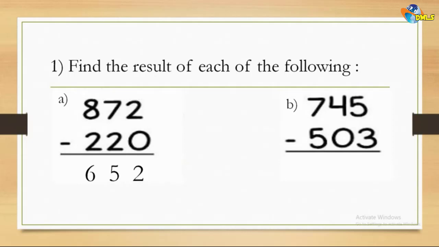Time's up. I think all of you got the correct answer. Let's check your answer. Of course we will start from ones. 5 minus 3, 2. 4 minus 0, 4. And the last digit, 7 minus 5. Of course you get 2. So 745 minus 503, the result is 242.